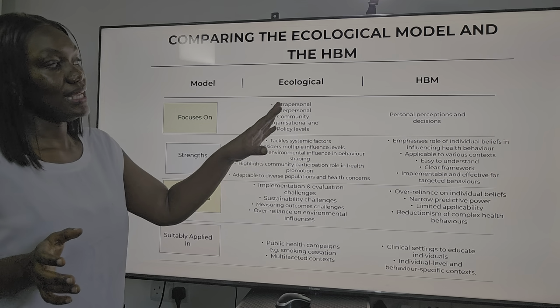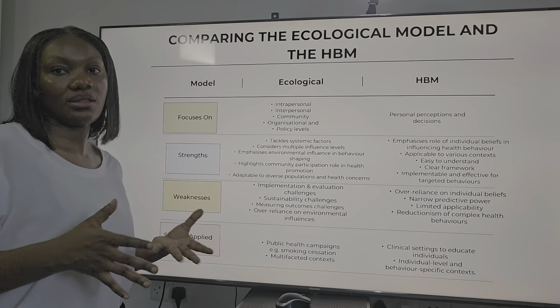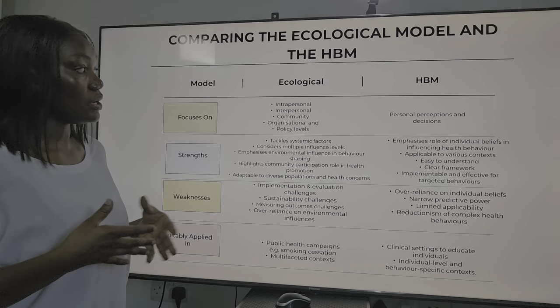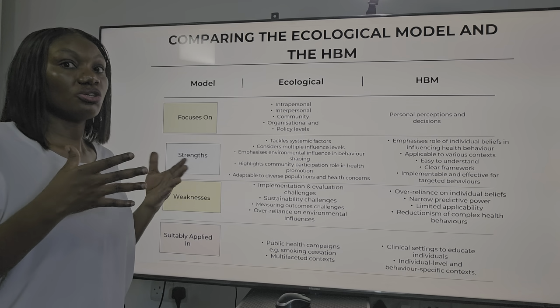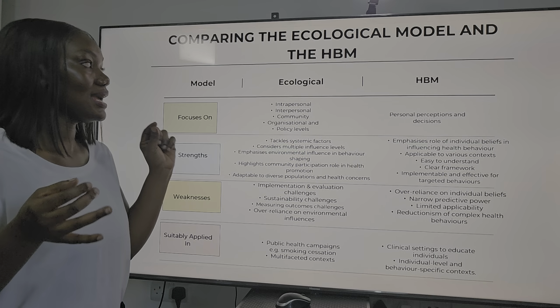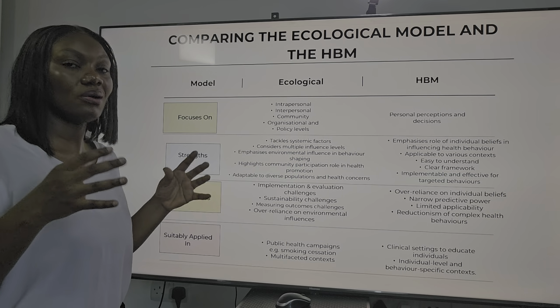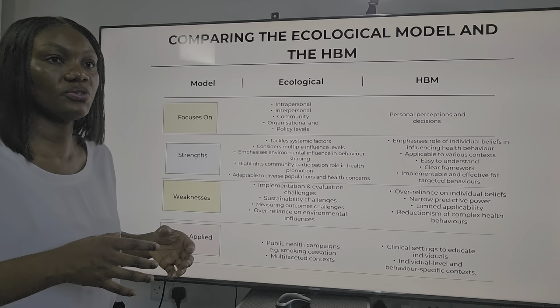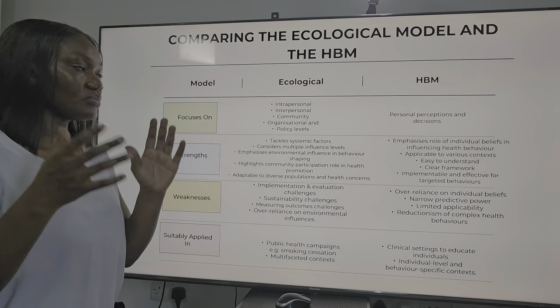So you can see that the HBM focuses more on an individual, while the ecological model talks about not just the individual but almost the whole population, the community at large. That's why it says intrapersonal, interpersonal, community, organization. So it's not about an individual, but about the community at large.